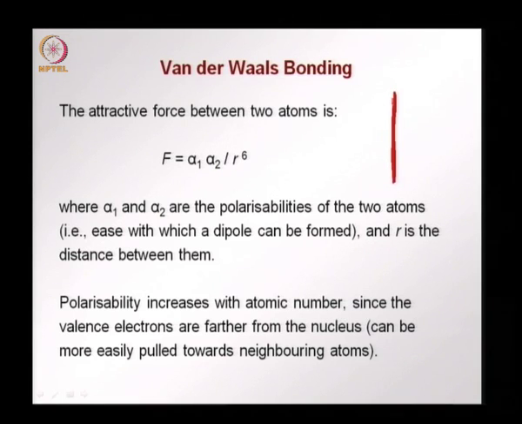The polarizability, that is the alpha values, increases with atomic number. That is, as the atomic number increases, the valence electrons are further away from the nucleus. We can imagine that the atom is bigger, the valence electrons are farther away from the nucleus, and so when they are moving around, there is more distortion of the electrostatic field and they can be pulled more easily towards the neighboring atoms also. So, this polarizability alpha increases with the atomic number.